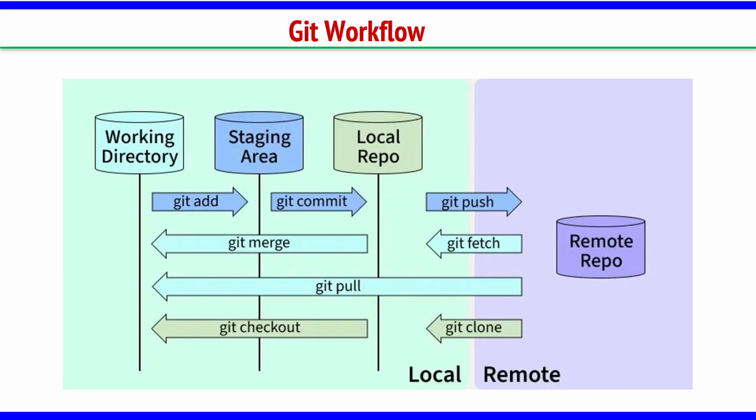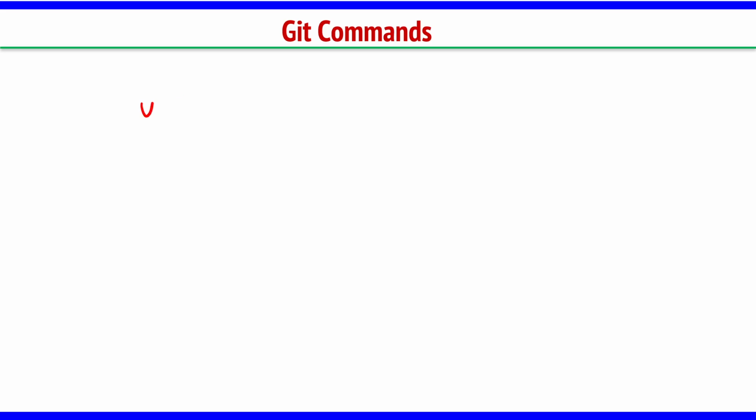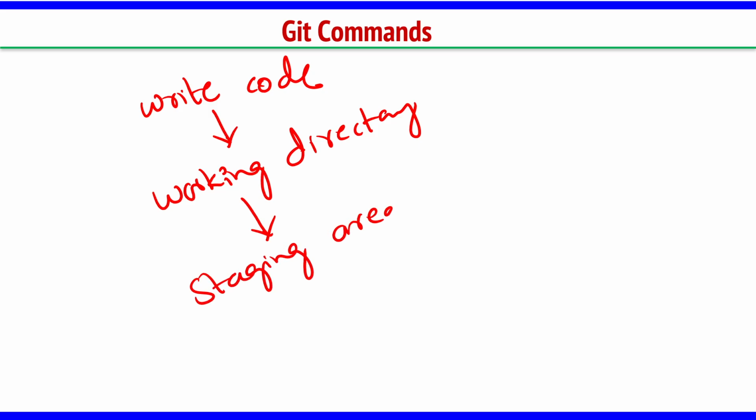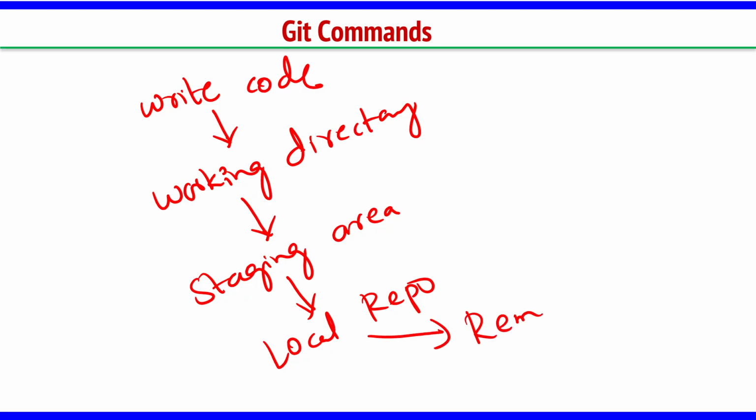If I tell it in simple terms, you will first write the code. Where are you doing this? You are doing it in the working directory. Then you will do git add and bring that code to the staging area. From the staging area you will do git commit, so that it is updated in the local repository. From here, if you do git push, it will be sent back to the remote repository.